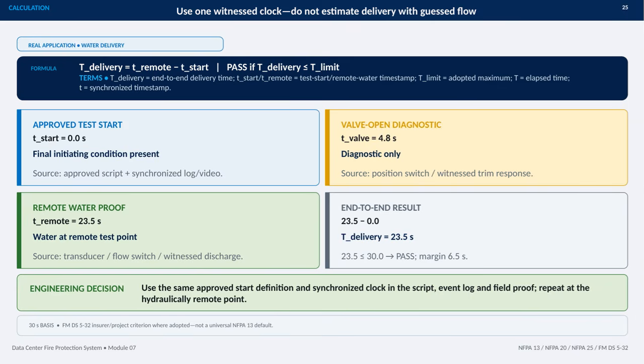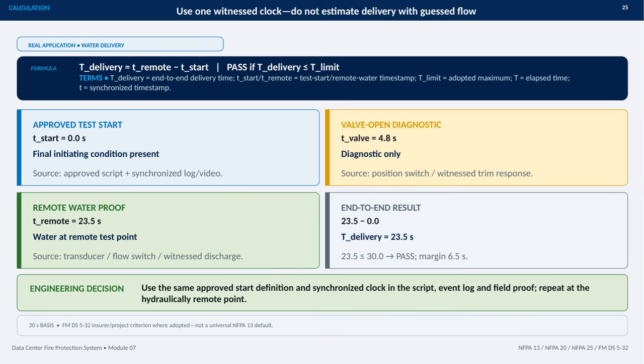The valve open diagnostic occurs at 4.8 seconds, but that is diagnostic only. It is not the endpoint for the delivery calculation. The actual endpoint is water at the hydraulically remote test point, recorded at 23.5 seconds through a transducer, flow switch, or witness discharge. The formula is straightforward. 23.5 minus 0 equals an end-to-end delivery time of 23.5 seconds. Compared with the adopted 30-second limit, that produces a pass with a 6.5-second margin.